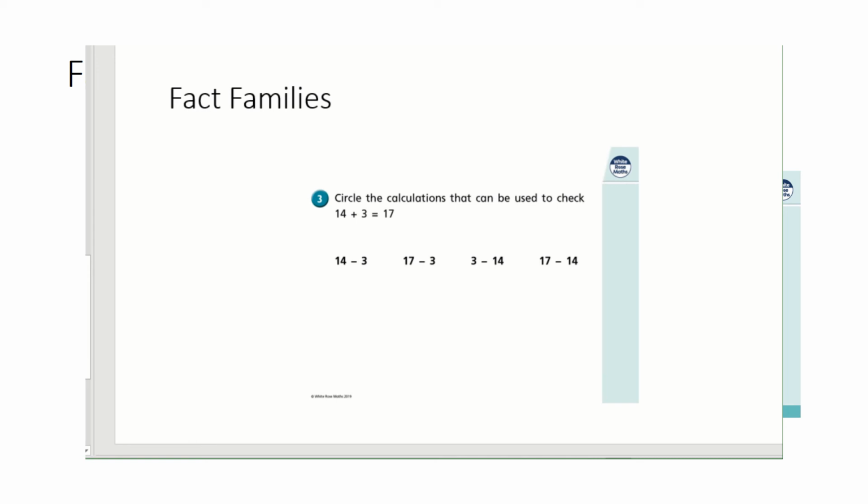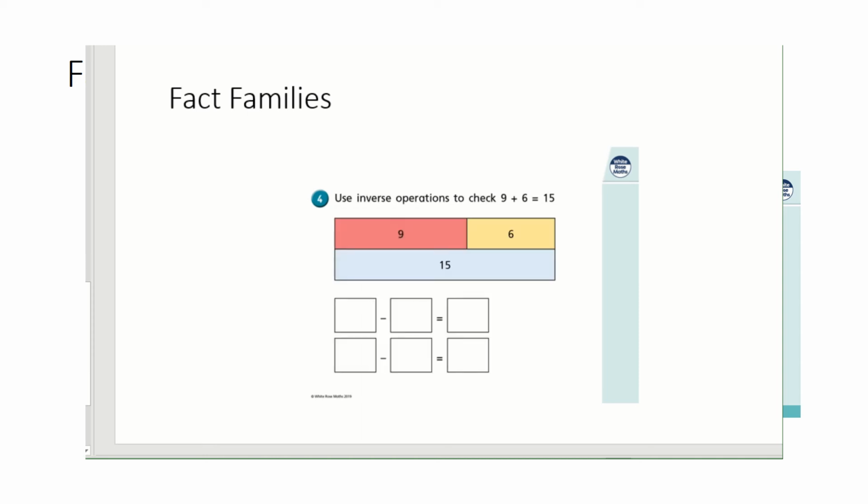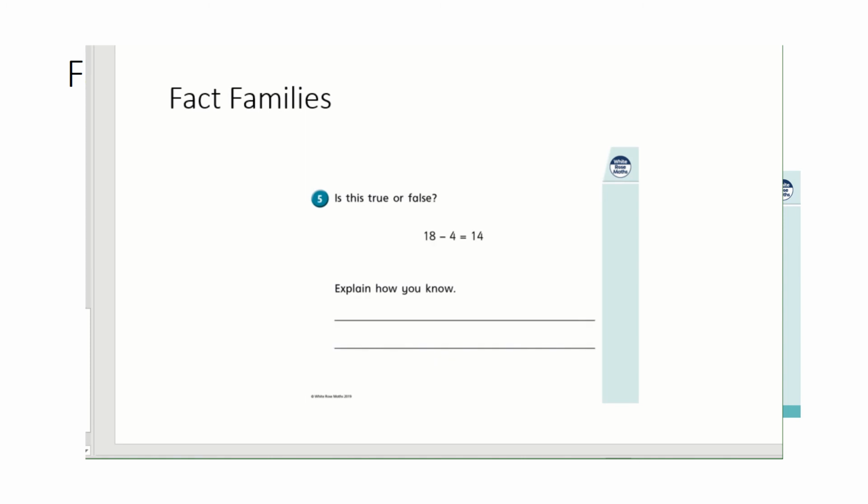Look at this, 14 add 3 equals 17. We need the calculations to know that we need the inverse, don't we? We need the opposite. Now then, use inverse operations to check 9 add 6 equals 15. Well, I know 15 take away 6 equals 9. What would be the other one? True or false? Talk to an adult about it. How do you know 18 take away 4 equals 14? Is it true or is it false?